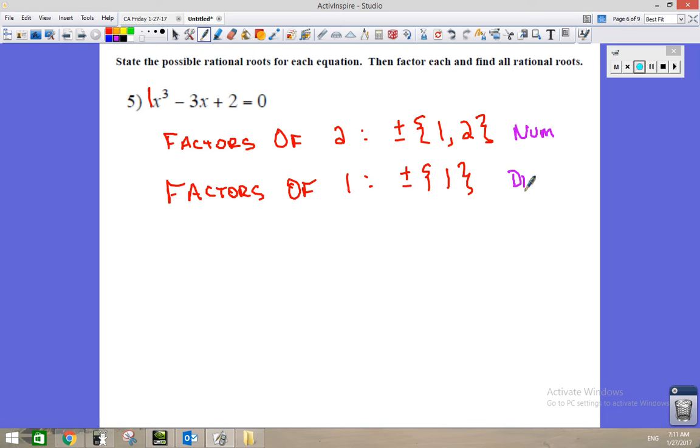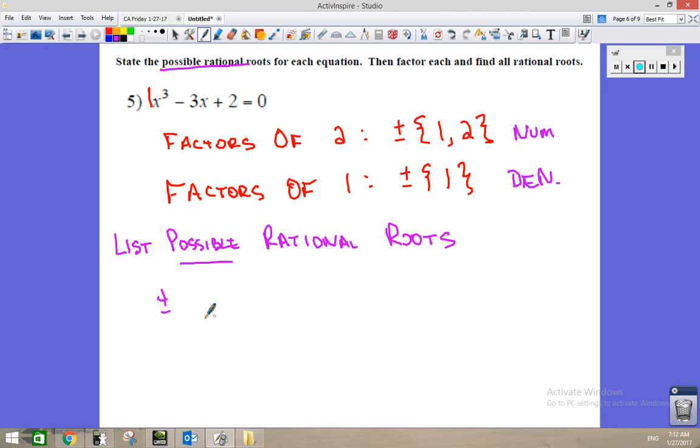So this is my list of possible numerators, and this is my denominator. I can generate a list of possible rational roots. There's no guarantee that any of the numbers in this list will be a true solution to this equation, a true 0. Since it's divided by 1, this list is just generated again: positive or negative 1 and positive or negative 2.